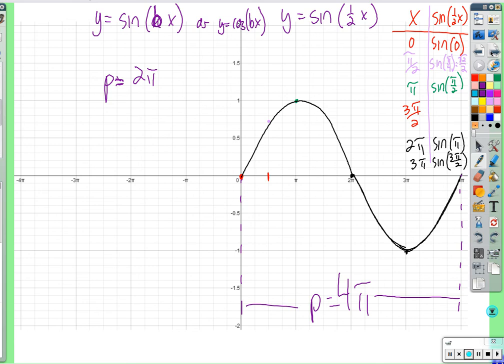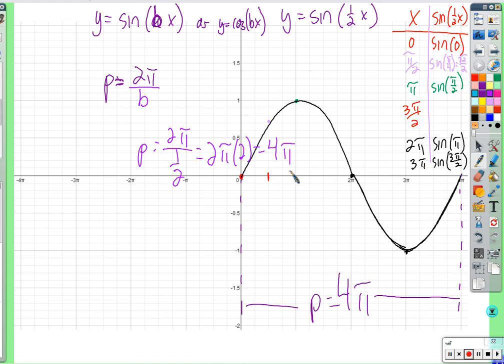So it's just like the inverse of what you're multiplying x by? Yeah. So if we take 2 pi divided by b, then you got it. For this one, p equals 2 pi over what? B. B is 1 half. Multiply by the reciprocal, 2 pi times 2, 4 pi. Question? Yes.